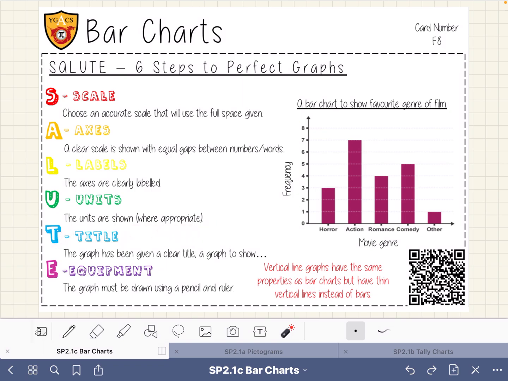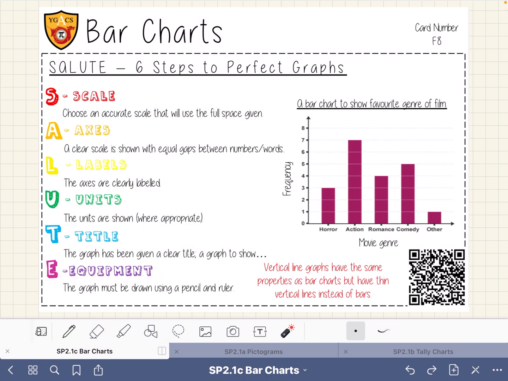Title. Explaining to the person that's looking at the graph, using the title is the best way to do it. They then know what they are looking at. It's usually a good idea to start that title in a graph to show. So we can see here we have a bar chart to show favourite genre of film. This way, anybody looking at this graph knows exactly the information that they are reading.